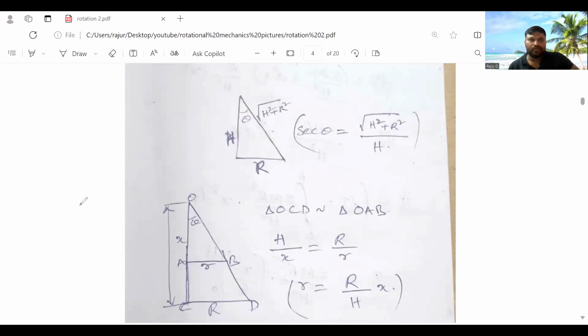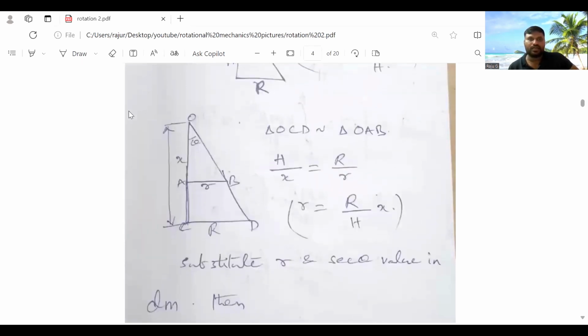And also we will substitute the small r value. How to get the small r value? Again, we will take two similar triangles. Like in the previous example, triangle OCD is similar to triangle OAB. As they are similar, corresponding parts are proportional. h by x is equal to r by small r. So small r is equal to r by h into x. Substitute this small r value and secant theta value in the dm. Then we will get the dm value.